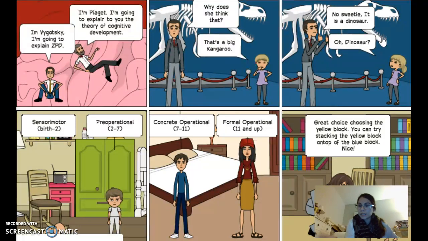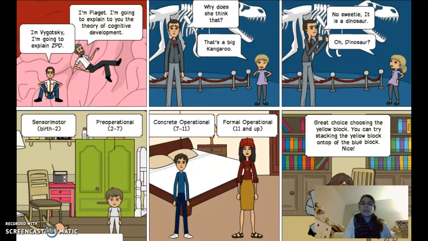So the man's saying, no, sweetie, it's not a kangaroo, it's a dinosaur. And the girl's like, oh, okay, a dinosaur. So now when the girl sees the skeleton of the T-Rex, she won't think it's a kangaroo anymore. She will accommodate and change her schema and think of it as a dinosaur, which is what it is. And also equilibration. It's a force that moves the development along. It occurs when a child's schemas can deal with most information through assimilation. So this is the equilibration happening along with the accommodation.